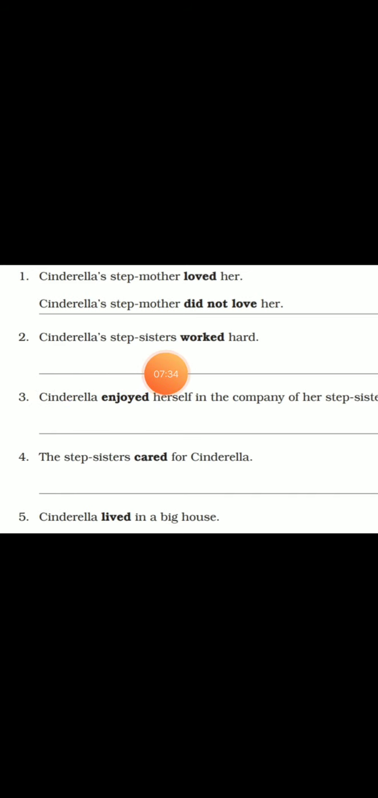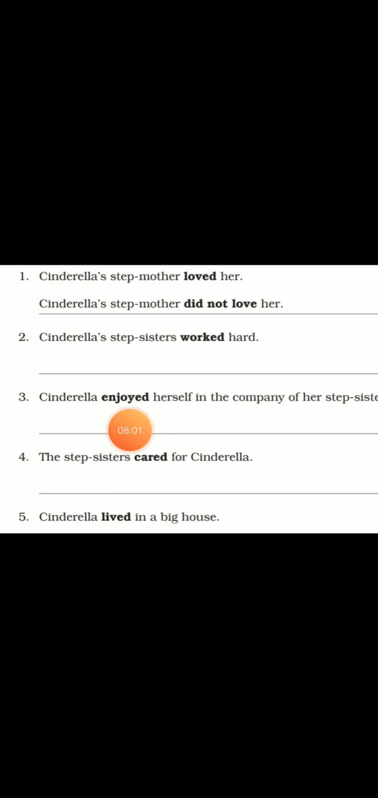Cinderella's stepsisters worked hard. So, did Cinderella's stepsisters work hard? No, they did not work hard. How will you write it here? Cinderella's stepsisters did not work hard. Did not work hard. We will write here work, not worked.